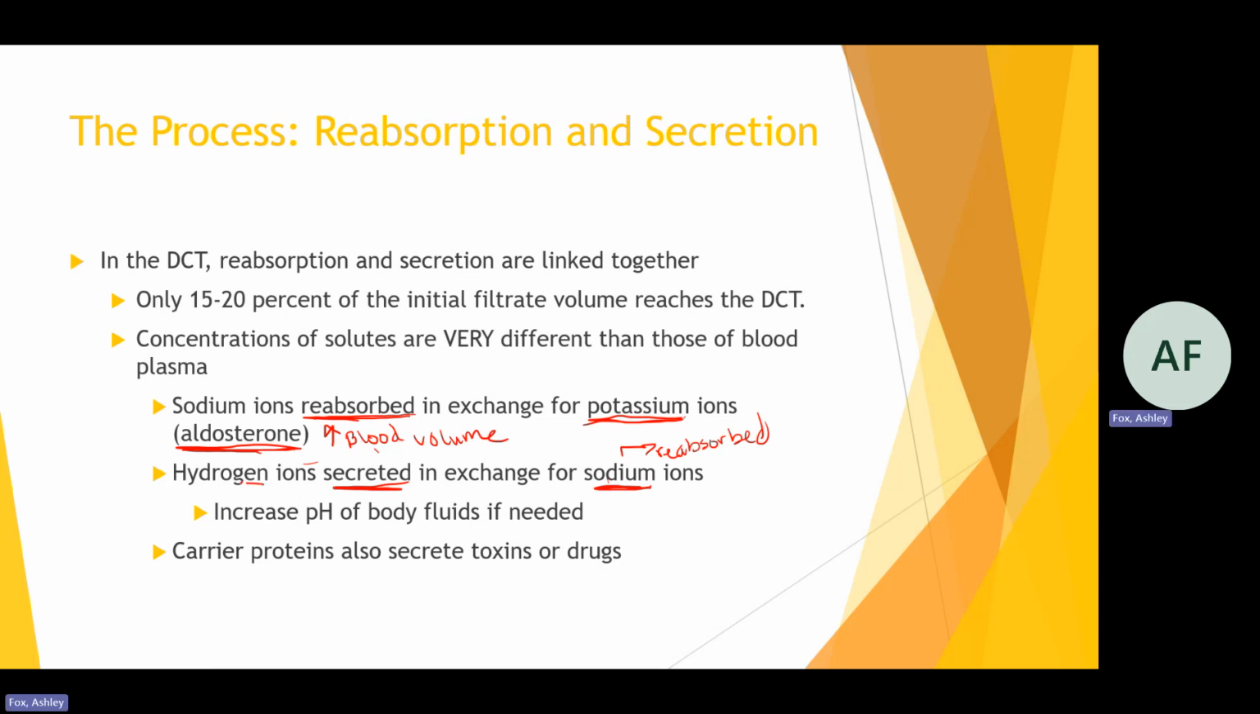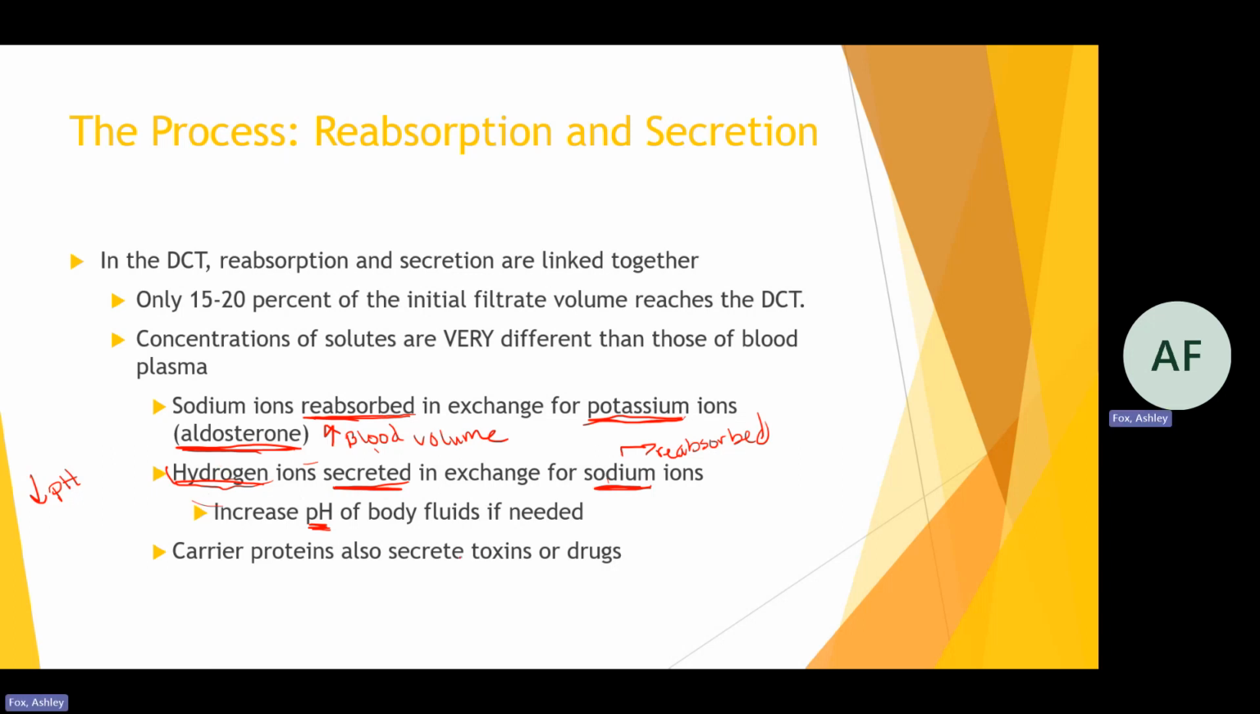So this is getting rid of hydrogen ions. That means your blood is at a low pH. There's too many hydrogen ions. We have too many. So how do we need to increase the pH back? Get rid of hydrogen ions, and the kidneys are where to do it.